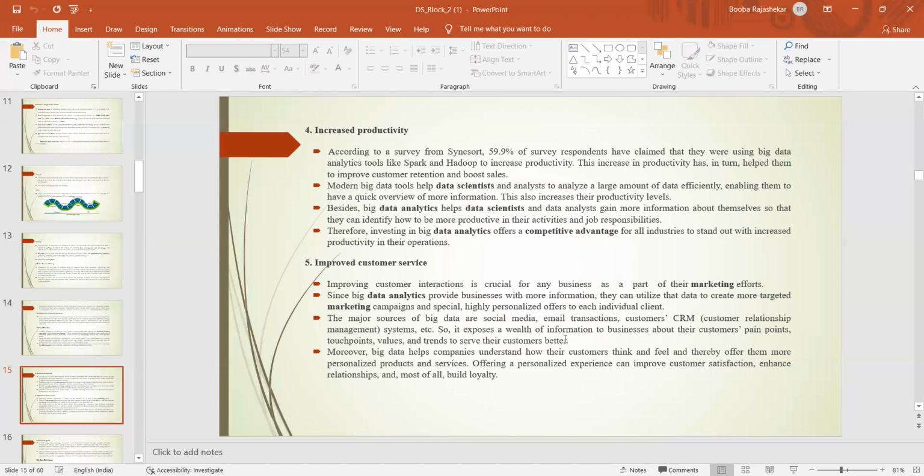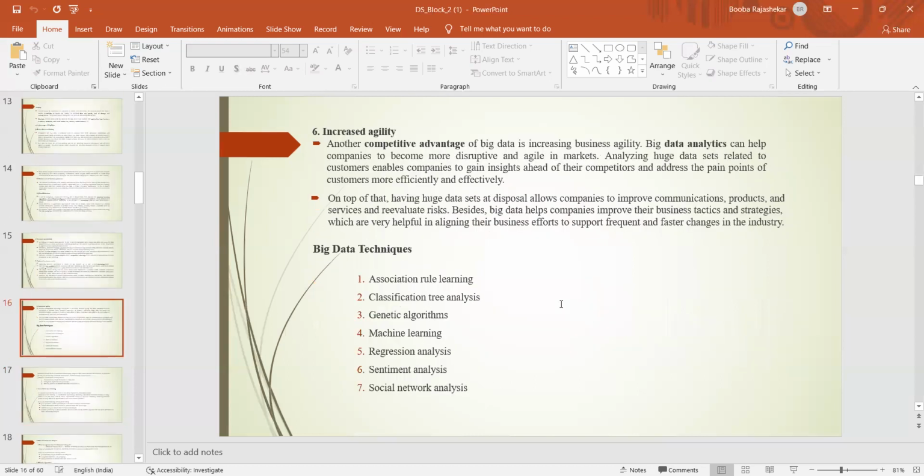Big data helps companies understand how their customers think and feel and thereby offer them more personalized products and services. Offering a personalized experience can improve customer satisfaction, enhance relationships, and build loyalty among customers. So these are the main advantages of big data.